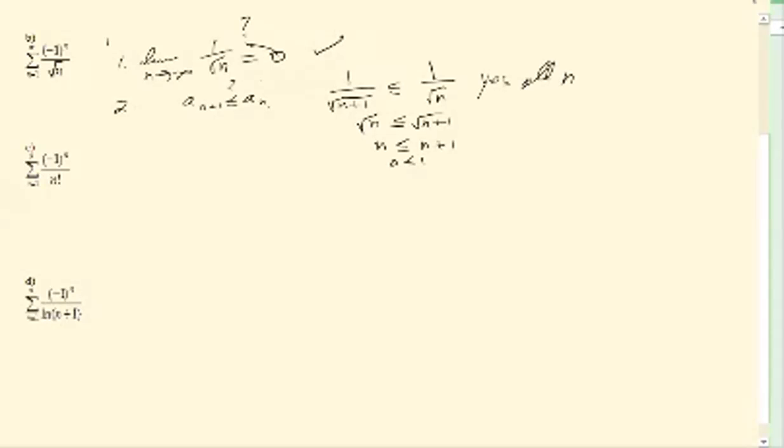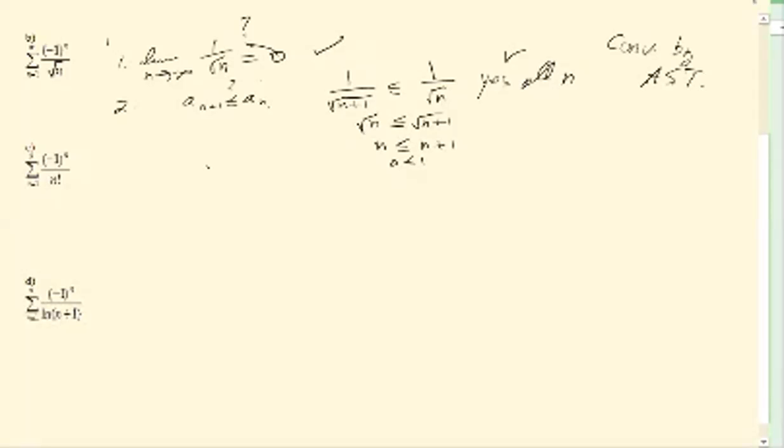Now, got those two shown to be checked. Yes. So it is convergent by AST. Notice that the same series without the alternating characteristics there would not converge because it would be a p series with p equal to a half. So the alternating makes a difference.